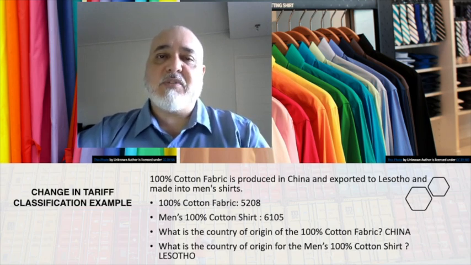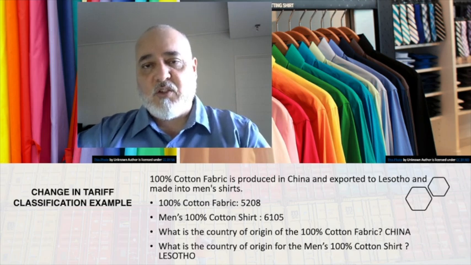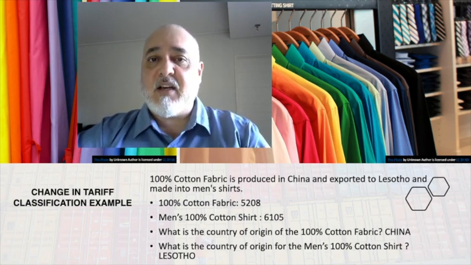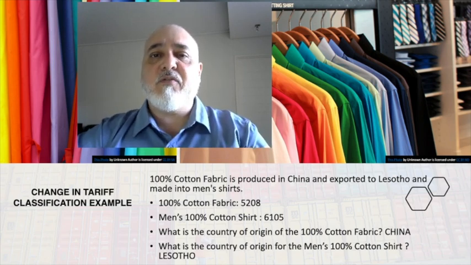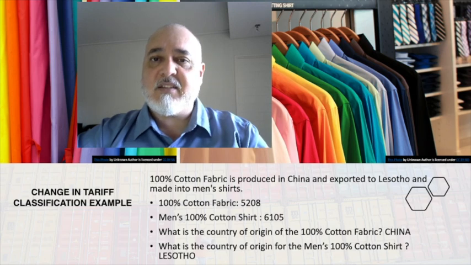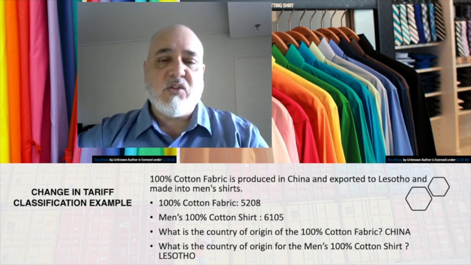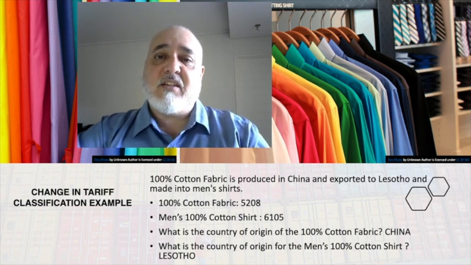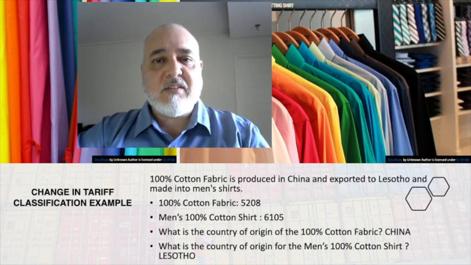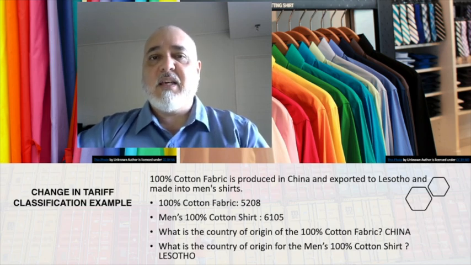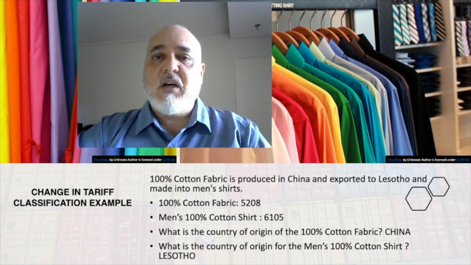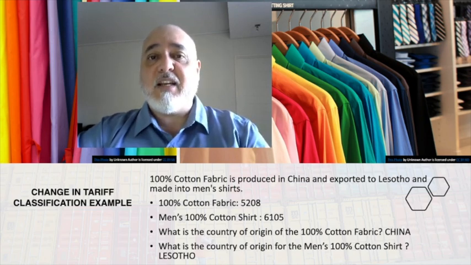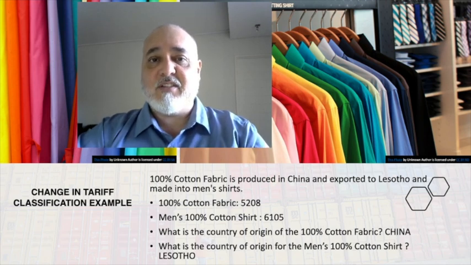The tariff classification for 100% cotton fabric is 5208, and the tariff classification for men's 100% cotton shirt is 6105. Since the fabric is produced in China and has a tariff classification of 5208, it is considered to originate from China. However, since the fabric is substantially transformed into men's 100% cotton shirts with a different tariff classification of 6105 in Lesotho, the country of origin of the final product, the men's 100% cotton shirt, is Lesotho.